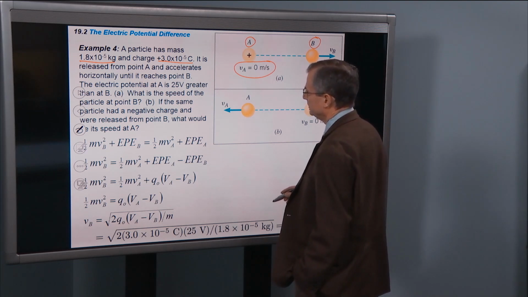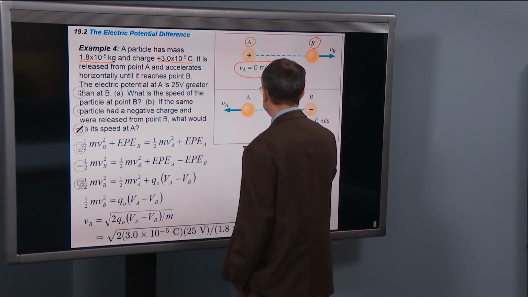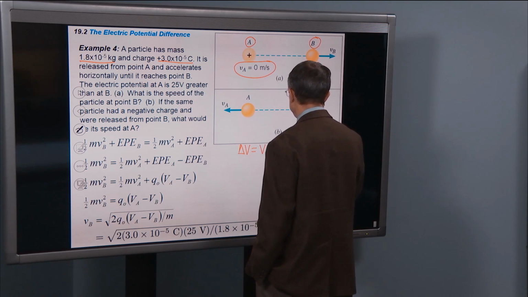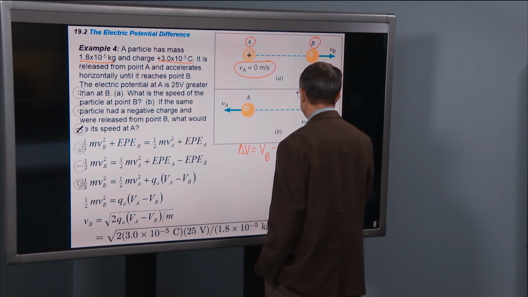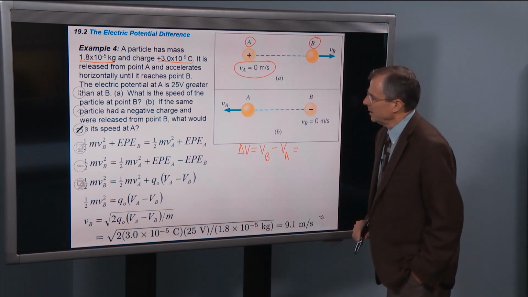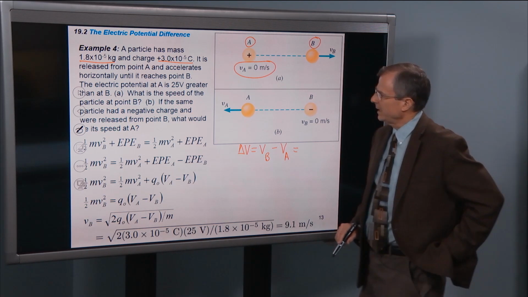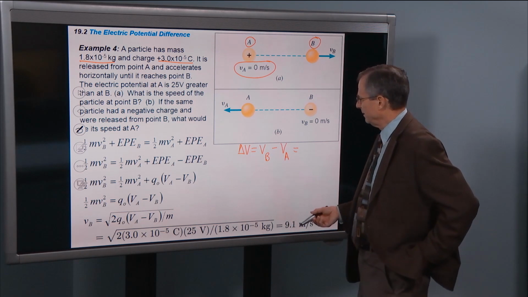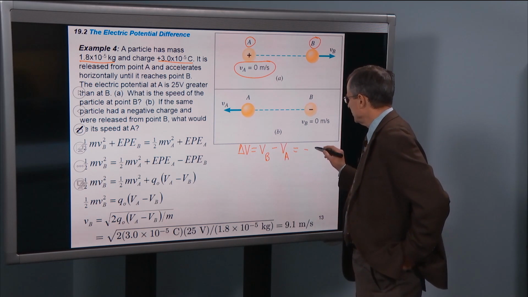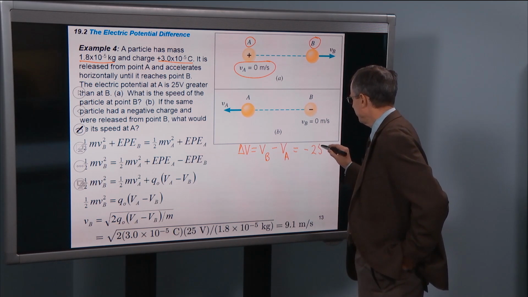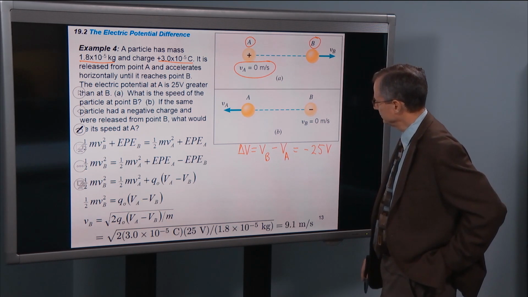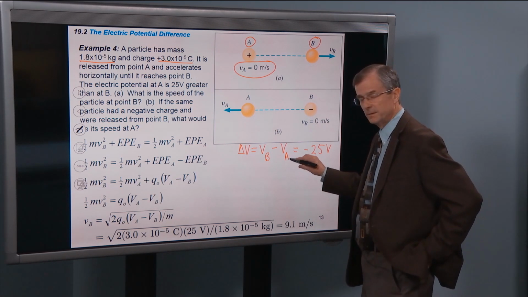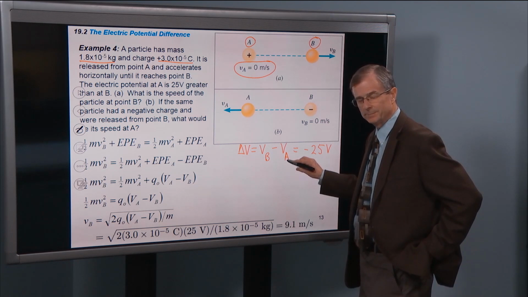So delta V, final minus initial. We're told that the electric potential at A is 25 volts greater than the potential at B. So this potential difference is going to be a negative 25 volts, because the final electric potential is less than the initial electric potential.